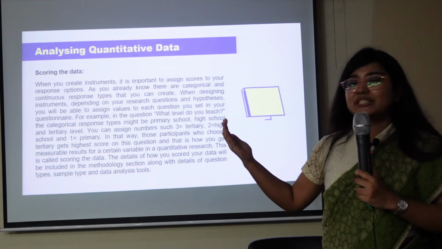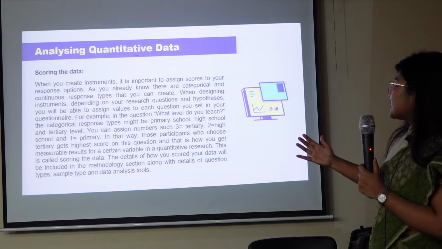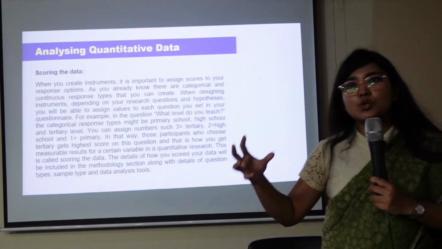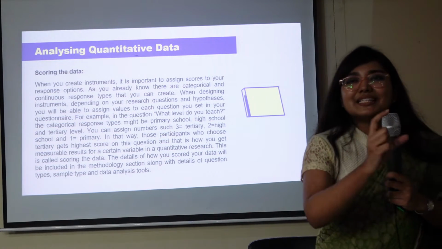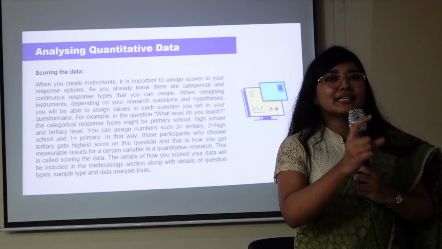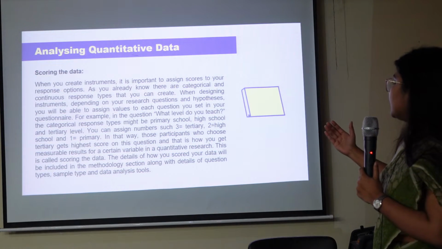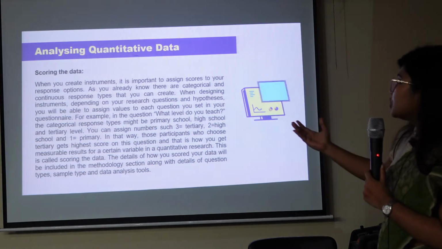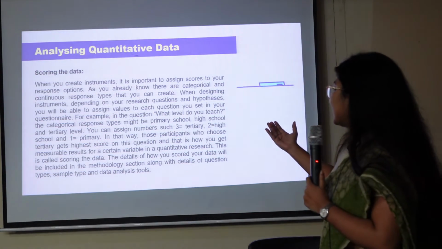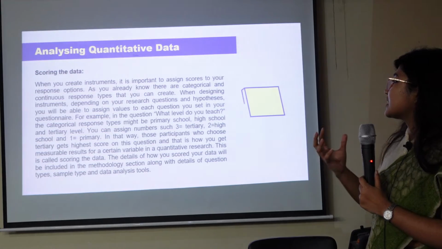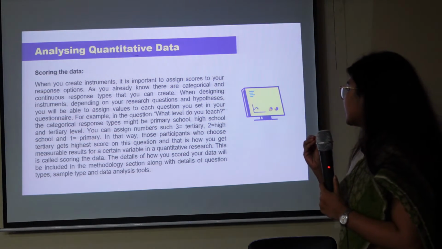এভাবে আমরা ডাটাকে স্কোর করেছি. In that way, those participants who choose tertiary gets highest score, and আমরা ধরে নিতে পারি that's the response option, that's the answer that the researcher is looking for. So on this question, anyone who can choose tertiary gets high score on this question, and that is how you get measurable results for a certain variable in a quantitative research.